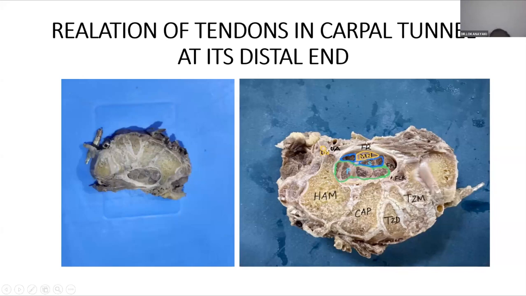The median nerve lies somewhat in the midpoint of the carpal tunnel. So dislocation of the lunate bone can cause compression over the flexor tendon as well as over the overlying median nerve.